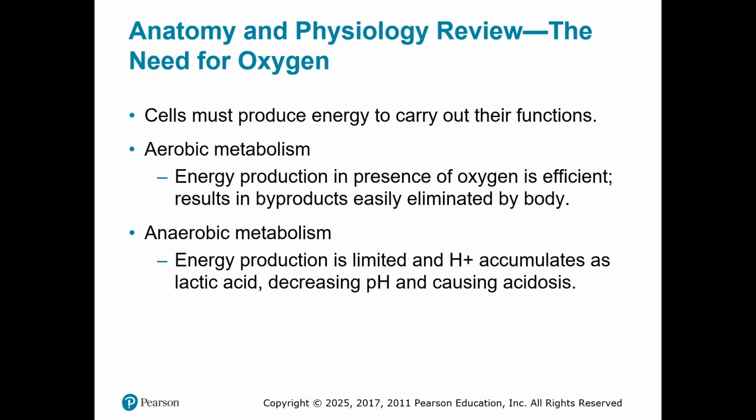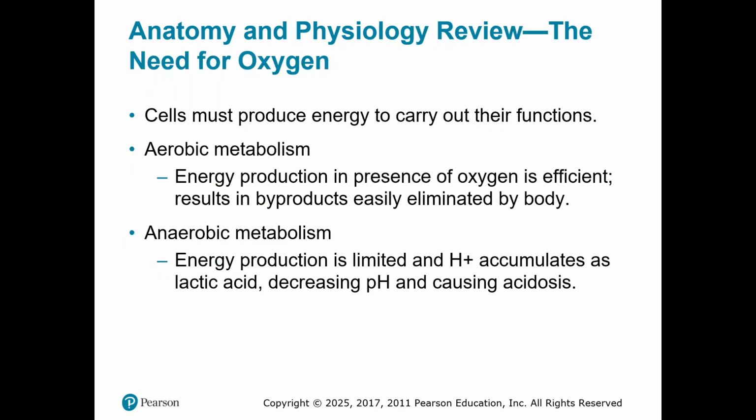Cells must produce energy to carry out their function. Remember when we talked about cells and functions, not every cell is a cardiac cell. Not every cell is a liver cell. Not every cell is a brain cell, right? They have their own special functions that they must carry out. But all of them need oxygen to be able to carry out that function. We have two different types of metabolism, aerobic and anaerobic. Aerobic meaning with oxygen, and anaerobic meaning without.